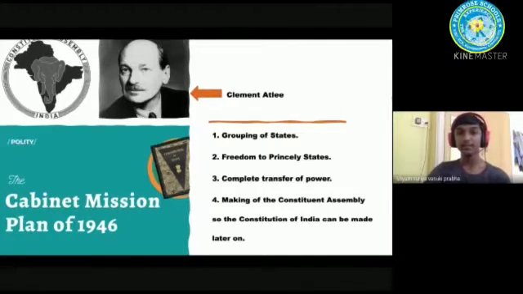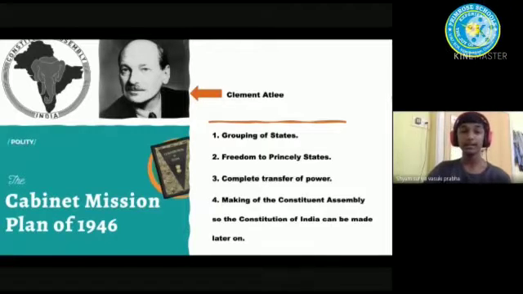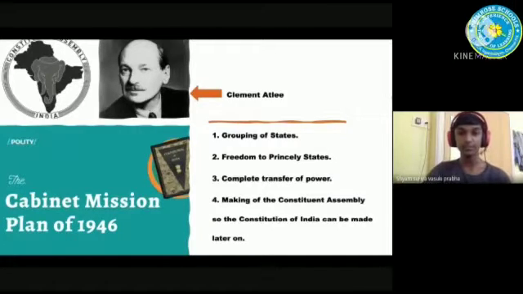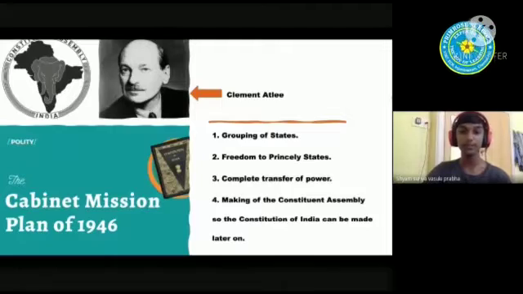And this is what Clement Attlee had in his mind while making his plan. 4, it also guaranteed the making of the Constituent Assembly so that the Constitution of India could be made in the future after India's independence.